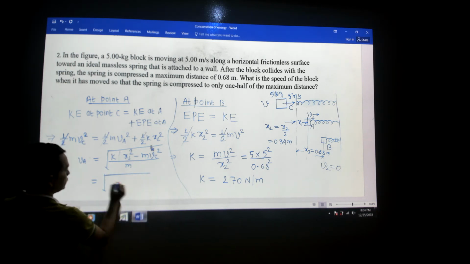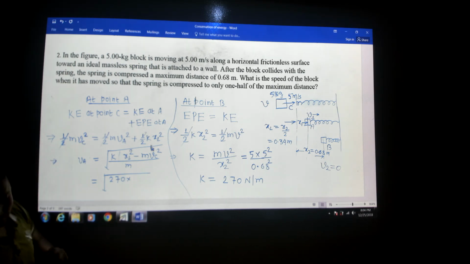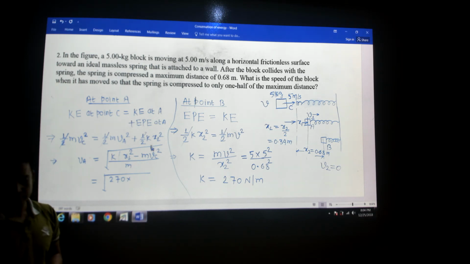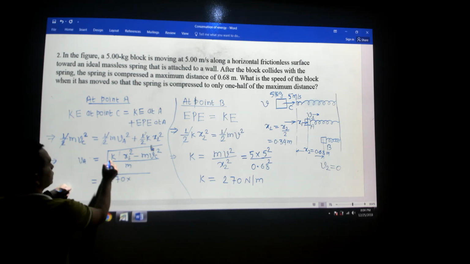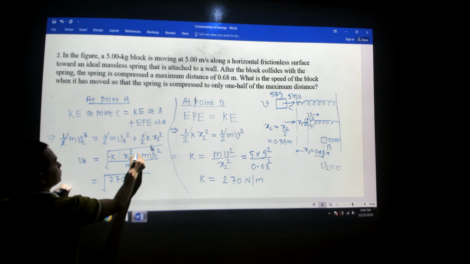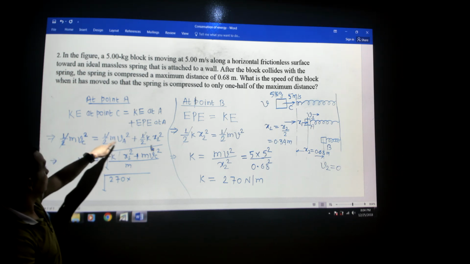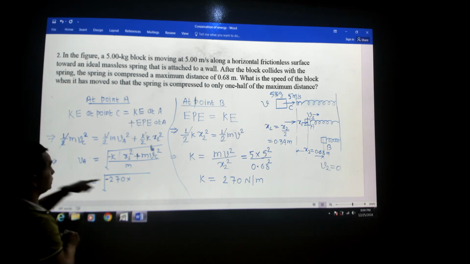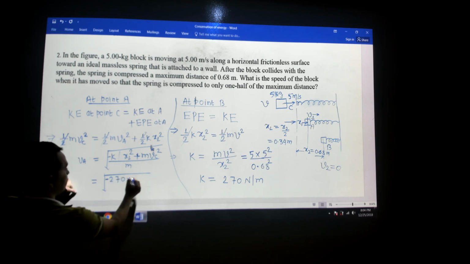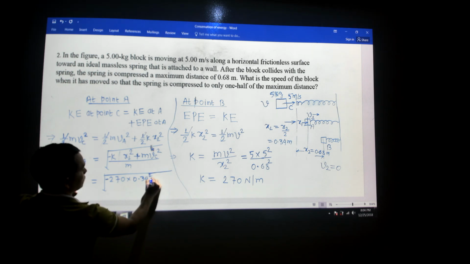What is the spring constant? 270. What is the distance x1? x1, you see, is 0.34 meter. I think I need to change one thing here. I think this has to be negative and this is positive, because when you take this side, we're just solving for this va. So this is negative, and this is positive. That was just a typo.